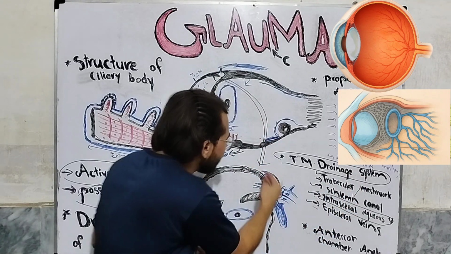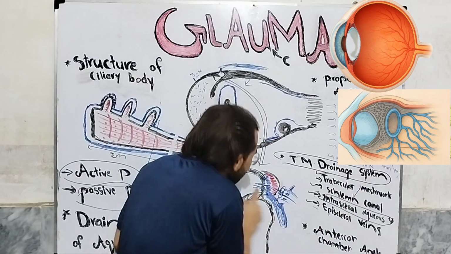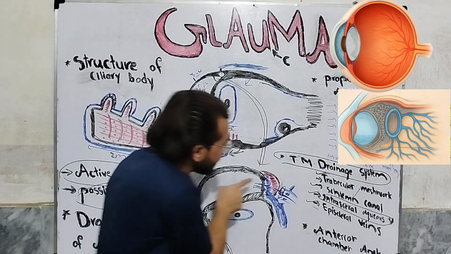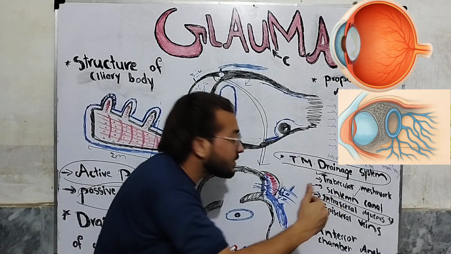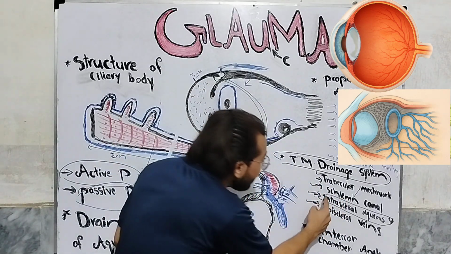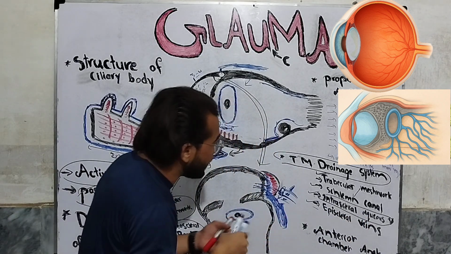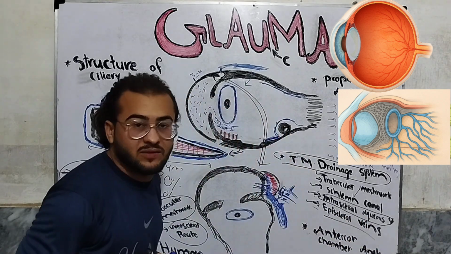Trabecular meshwork, which has three parts. This perforated trabecular meshwork drains into the Schlemm canal, and the Schlemm canal drains into the intrascleral aqueous veins. Ultimately, this intrascleral aqueous vein will drain into the episcleral veins.